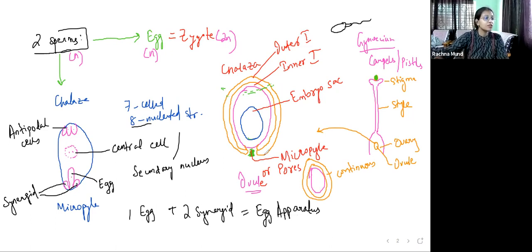Okay, so what happens now? Let me just draw it here. I have the egg here, synergids here, the antipodal cells, and the central cell. This is the structure of the ovule. Now, the pollen is here, and this pollen has to reach the ovule. In this part, I have two questions for you. How does this pollen grain reach the ovule?